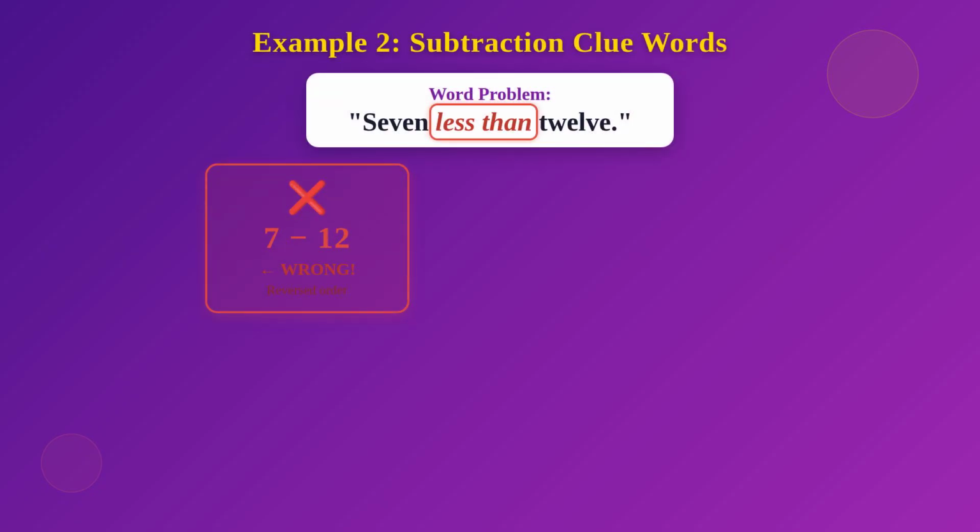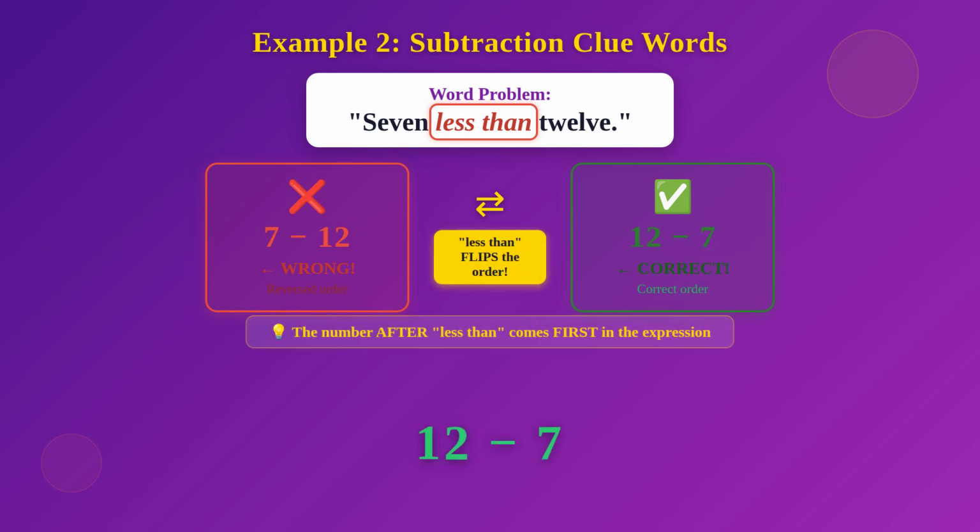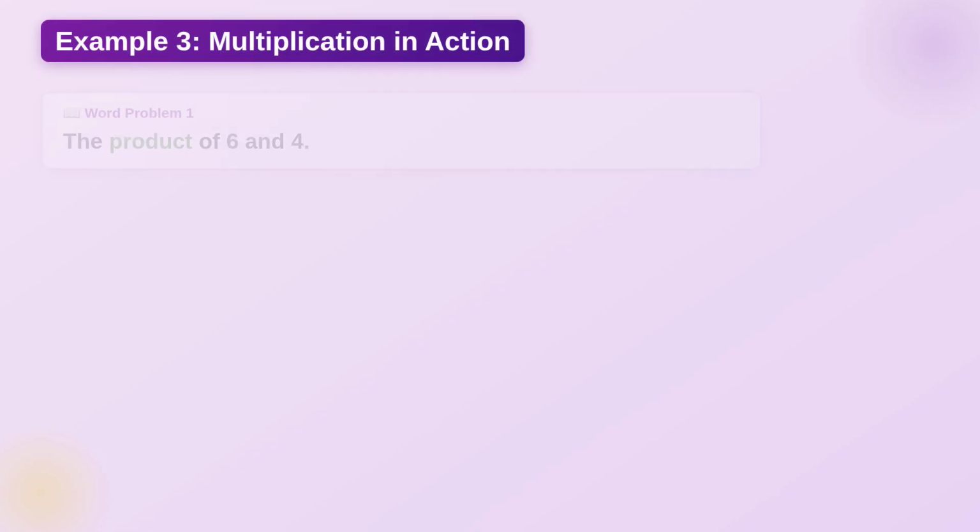Next problem, 7 less than 12. Now here's where kids sometimes get tripped up, and Maya definitely did at first. Less than flips the order. 7 less than 12 means we start with 12 and subtract 7. So the expression is 12 minus 7, not 7 minus 12. Read carefully. The number after less than comes first in your expression, 12 minus 7. Once Maya learned this flip rule, she never got it wrong again.